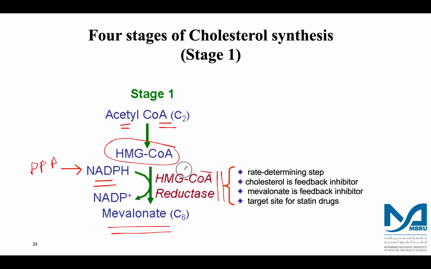This particular enzyme is under tight regulation by two molecules, one cholesterol, which is the end product of the pathway, and two by mevalonate. So both cholesterol and mevalonate, they inhibit this particular enzyme activity. Very, very important. This is the target site for a group of drugs which are known as statins, which are used for the regulation of cholesterol biosynthesis inside the body.